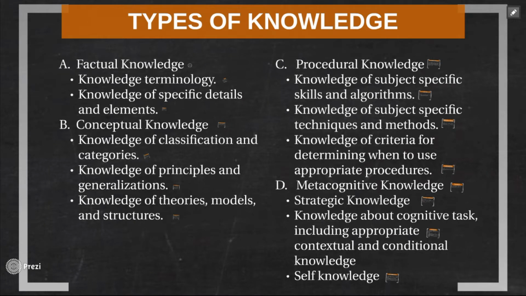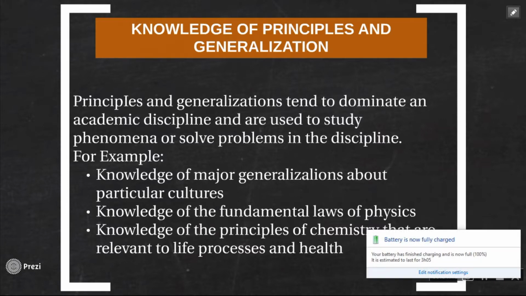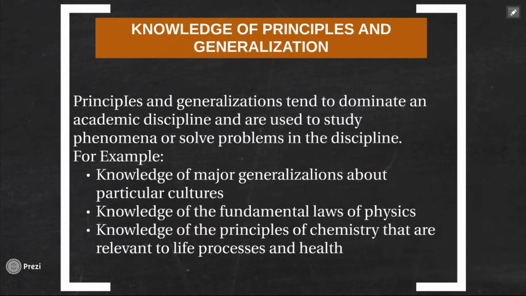Point number 2 in conceptual knowledge is knowledge of principles and generalization. Principles and generalizations tend to dominate an academic discipline and are used to study phenomena or solve problems in the discipline. For example, knowledge of major generalizations about particular cultures, knowledge of fundamental laws of physics, knowledge of the principles of chemistry that are relevant to life processes and health.